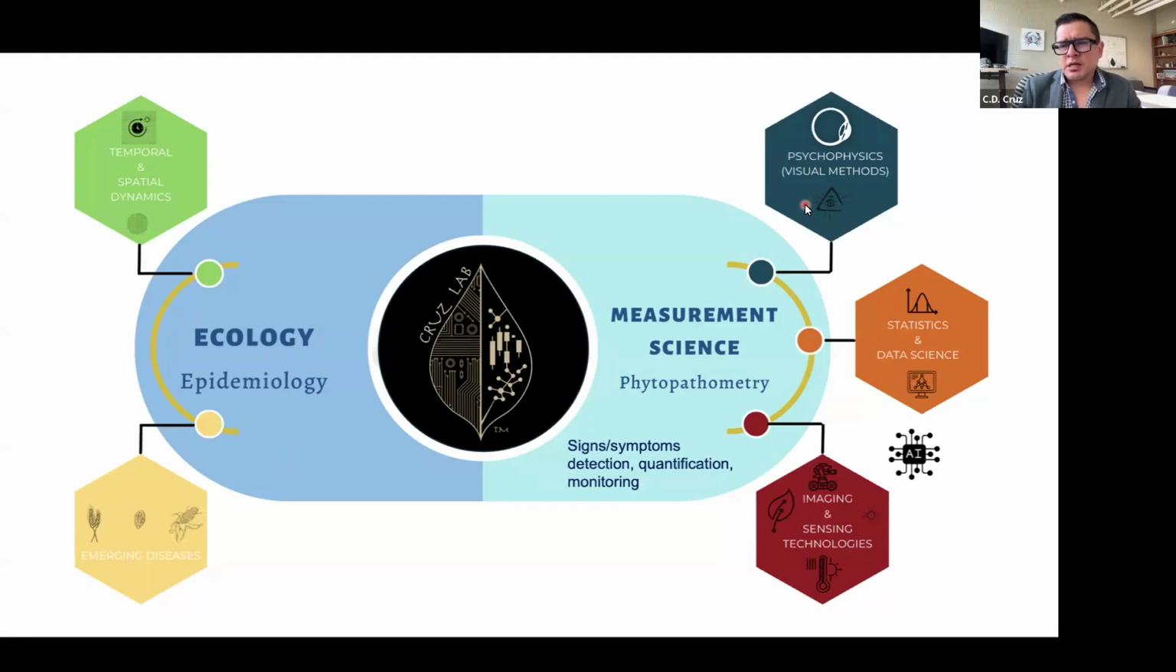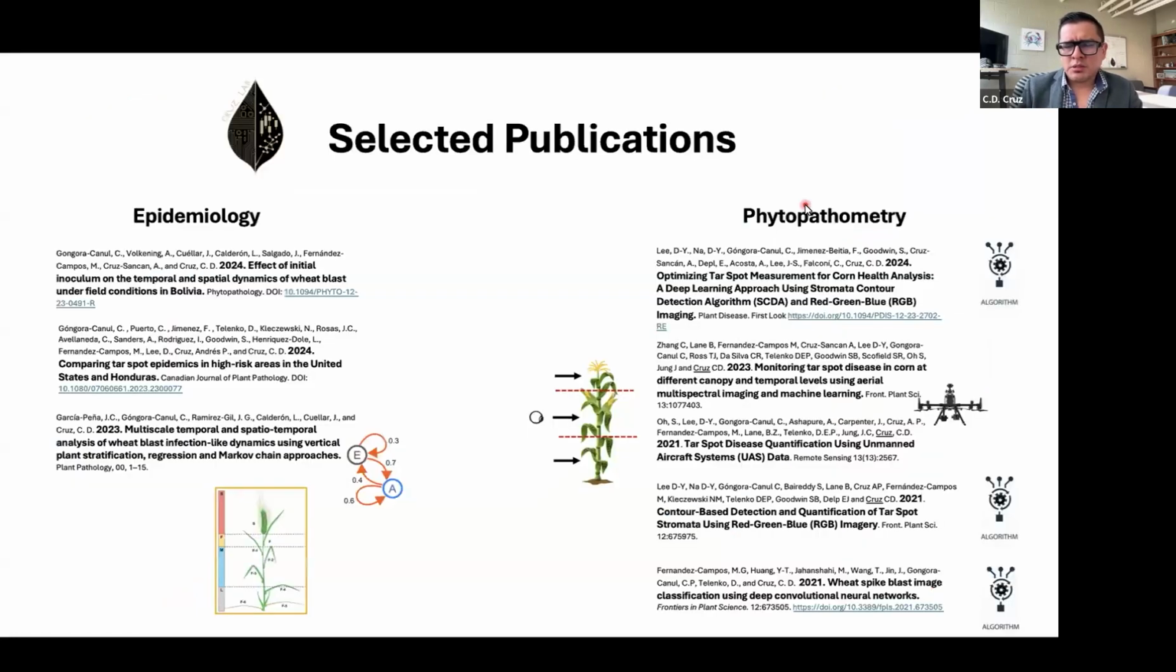And obviously, in order to make sense of that data, statistics and data science become extremely important. Artificial intelligence and other methods are also implemented. Ultimately, the goal is to use that information for epidemiological purposes. In our case, we focus primarily on two pathosystems. One is wheat blast, and the other one is tar spot of corn.